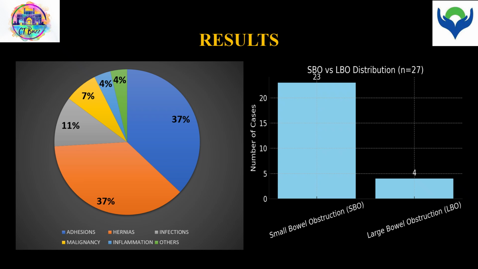Results overview. In our study of 27 patients, we encountered a diverse spectrum of causes: 37% accounting for adhesions and hernias, 11% to infections, 7% to malignancy, and 4% each to inflammation and other rare entities like annular pancreas. And to classify between small bowel obstruction and large bowel obstruction, 23 out of 27 cases were due to small bowel obstruction and only 4 cases of large bowel obstruction were encountered.